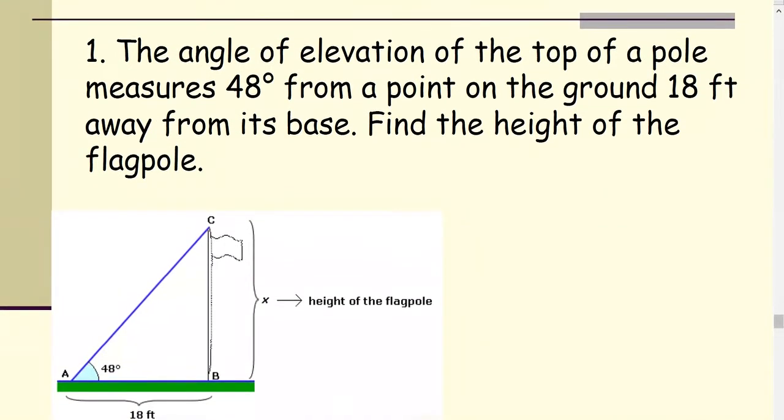In this example, the angle of elevation of the top of a pole measures 48 degrees from a point on the ground 18 feet away from its base. Find the height of the flagpole, which is x.